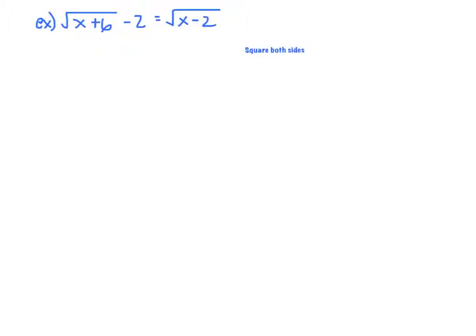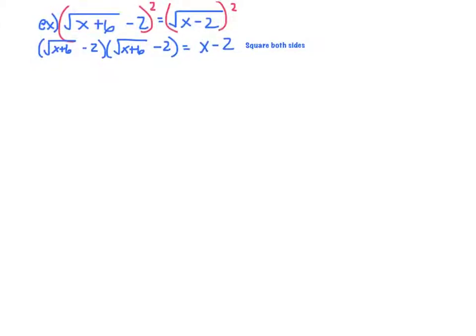Alright, so squaring both sides, if I square this quantity and I square this quantity, I have the square root of x plus 6 minus 2 times the square root of x plus 6 minus 2 equals, and then this side, the square root squared, just the inside of the radical comes out. So equals x minus 2. It's because we squared a binomial that we have to write it out twice, and now we FOIL.